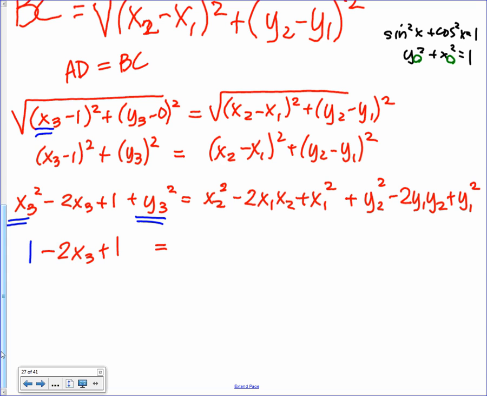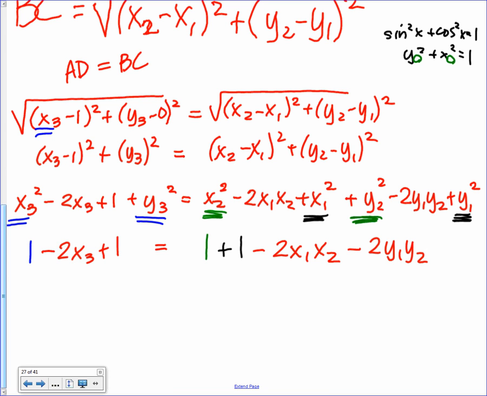Oh my goodness. X sub 2 squared and a y sub 2 squared, that's equal to 1. X sub 1 squared and a y sub 1 squared, that's equal to 1. How come? Well, again, x squared plus y squared is the same thing as sine squared of x plus cosine squared of x. It's just a Pythagorean identity. Okay, so what was left? 2x sub 1, x sub 2, minus 2y sub 1, y sub 2.